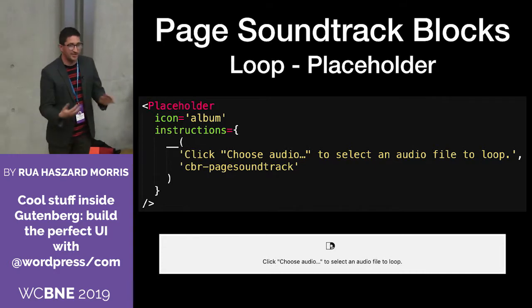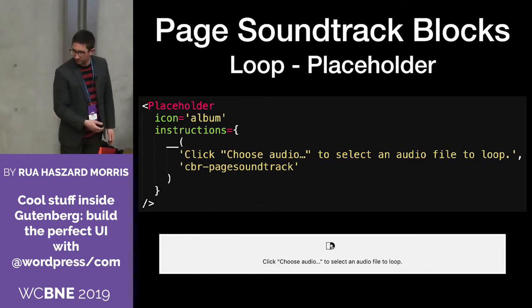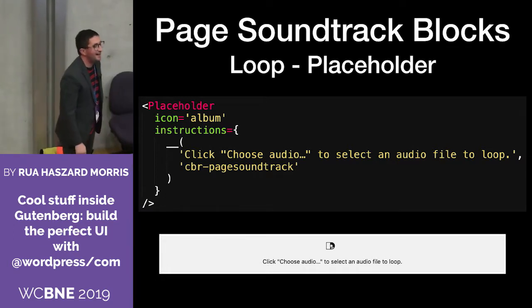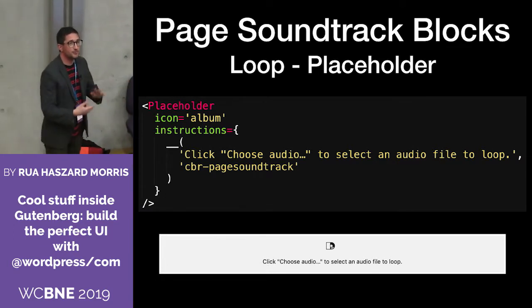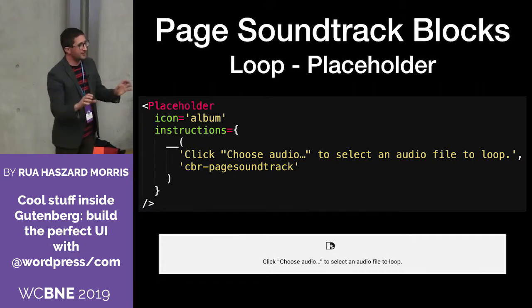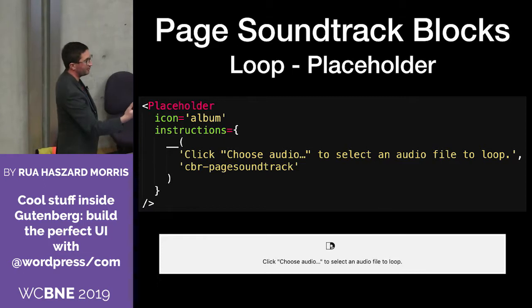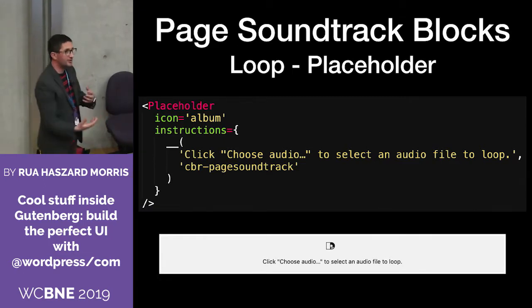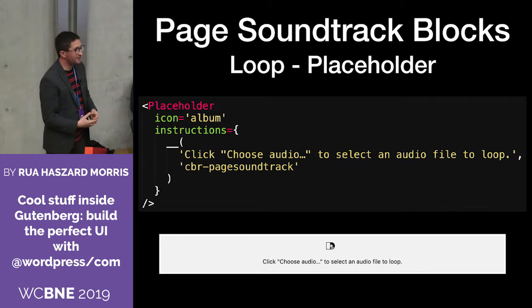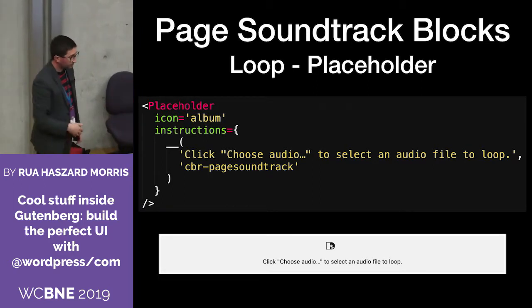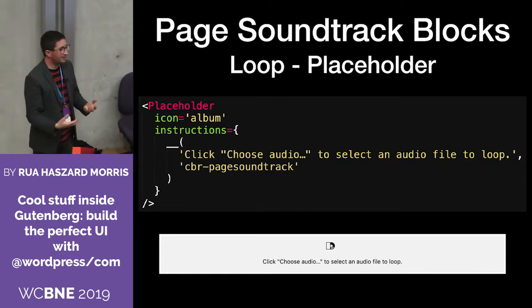So a bit more detail about how I built my thing. So I used a placeholder. So we were talking about placeholders before. So when you first drag out the loop block into the editing area, you haven't got any audio in it, and so you need to choose some media. And so that's what I've used the placeholder block for. So I've given a little icon that looks like a record, came out of dash icons, and then I've given the instructions to the user. You need to pick an audio file here.